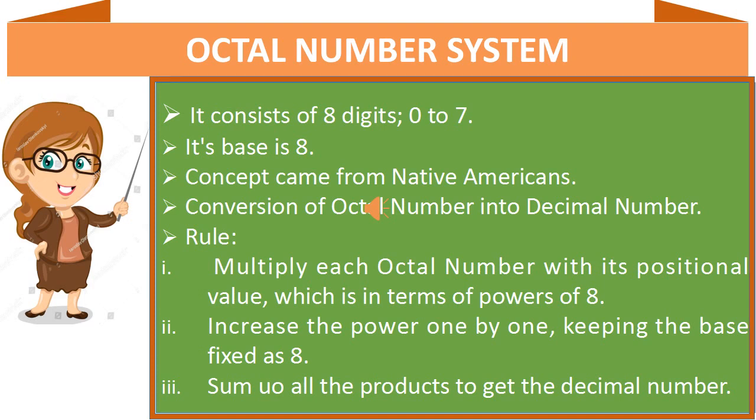Now we will learn the rule to convert octal number into decimal number. The conversion process of octal number to decimal number is similar to binary to decimal conversion. The only difference is change of base. Now we will read about the rules. Multiply each octal number with its positional value, which is in the terms of powers of 8, starting from the extreme right digit. Increase the power one by one, keeping the base fixed as 8. Sum up all the products to get the decimal number.